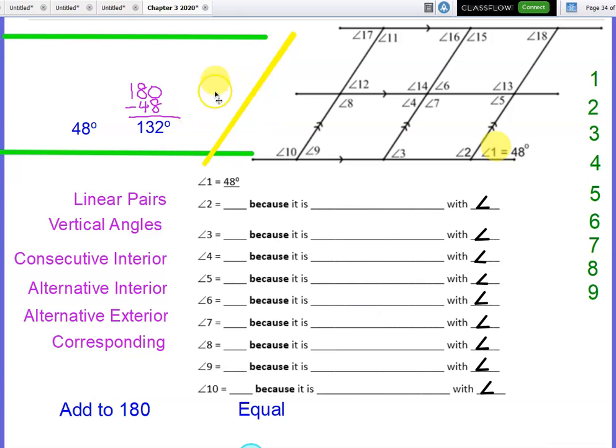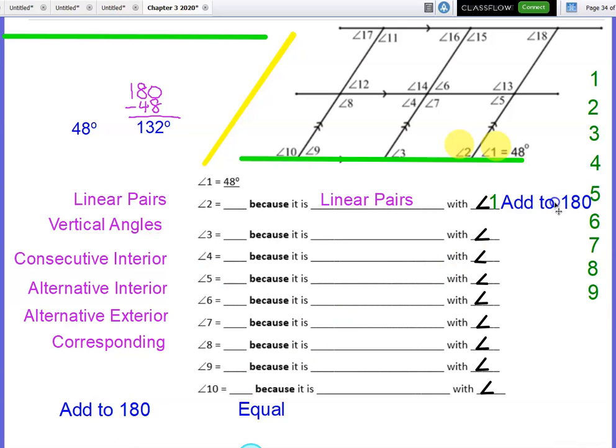Okay, so we're going to start out with angle 2. Well, since I only have angle 1, I'm going to have to compare angle 2 with angle 1. And I notice that they are linear pairs because together they make a straight line. So here's the line that they form. So what do we know about linear pairs? Well, linear pairs are supplements. They add up to 180. So that means angle 1 and angle 2 have to add up to 180. So angle 2 is going to be 132 degrees.